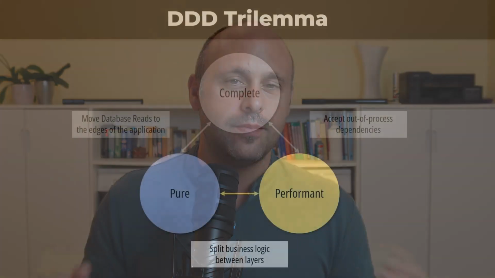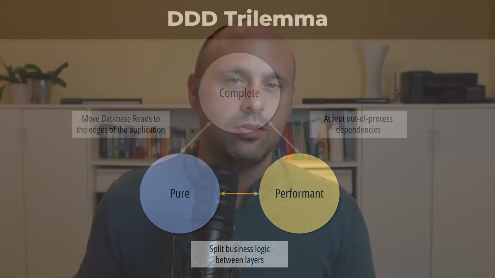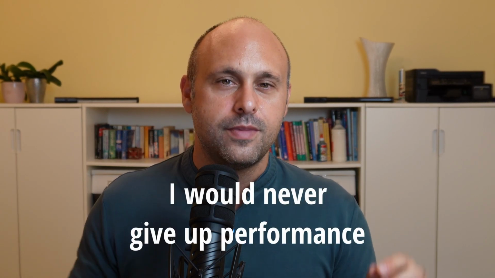Vladimir suggests that you should prefer purity and performance over completeness, and that means that you should be ready to split your business logic between the controller and the domain layer. If we stick to the scenario he describes, I agree with Vladimir, and the reason is that I would never give up performance. Even if we don't want to over-engineer a system, we need to future-proof it. If we don't do that, we're buying a one-way ticket to the recycle bin for our code.